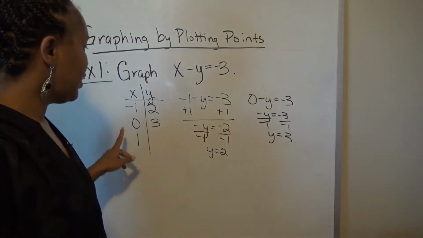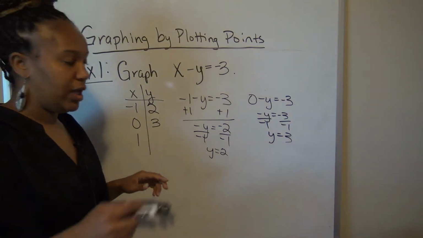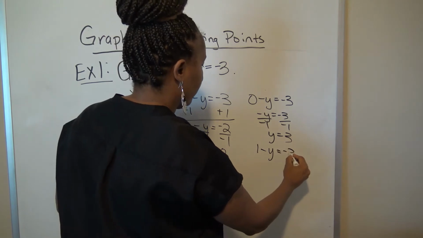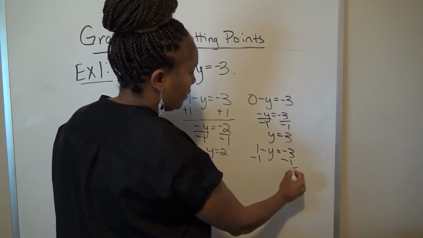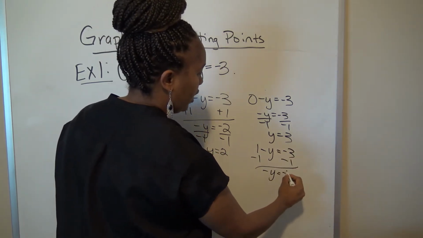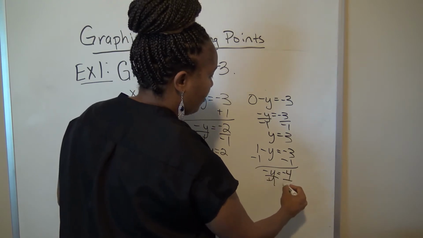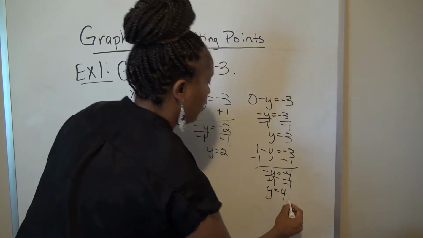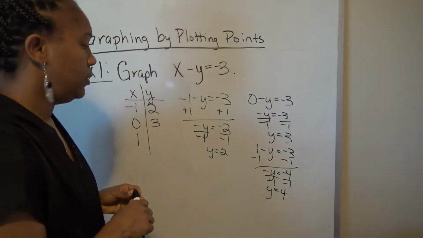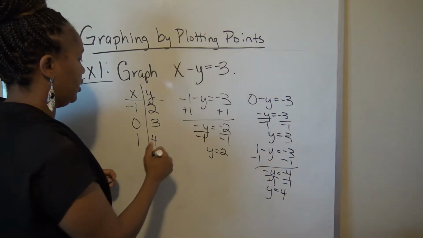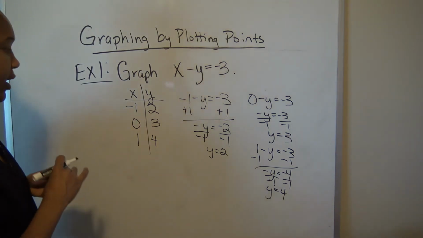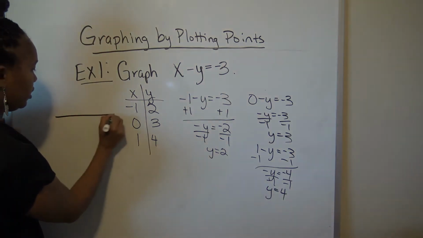And so now I need to figure out what y is when x is 1. So I'm going to replace x with 1. Subtract 1 from both sides, you get -y equal -4. Divide by -1 and you get y is equal to 4. So now this gives me 3 points on the graph. And so now I want to plot those points on my graph.